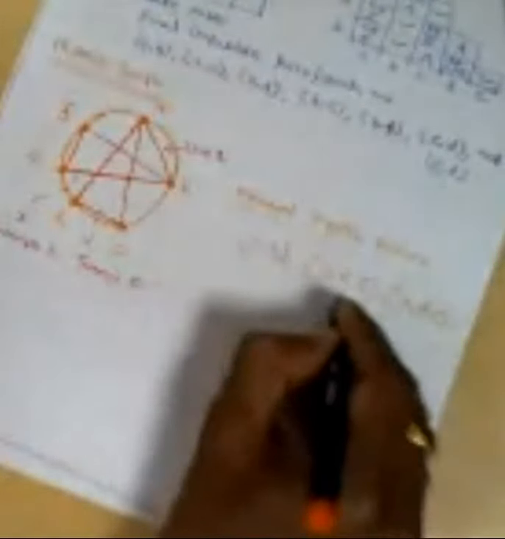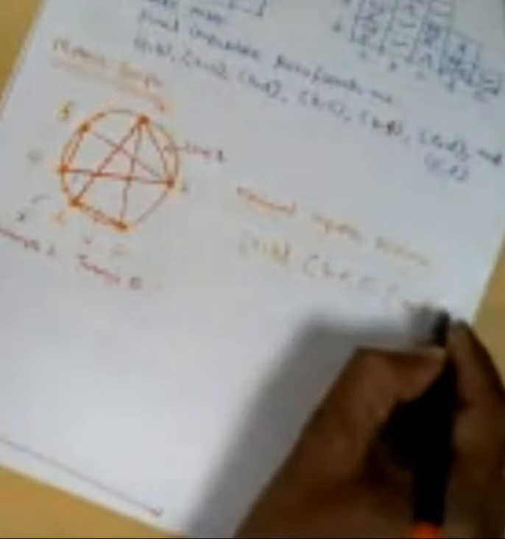So A comma B can be merged. This corresponds to a line. This corresponds to a triangle. This corresponds to another triangle now. Right. So these are all the maximal compatible pairs.